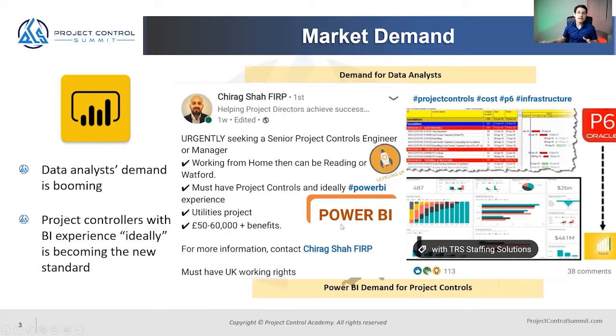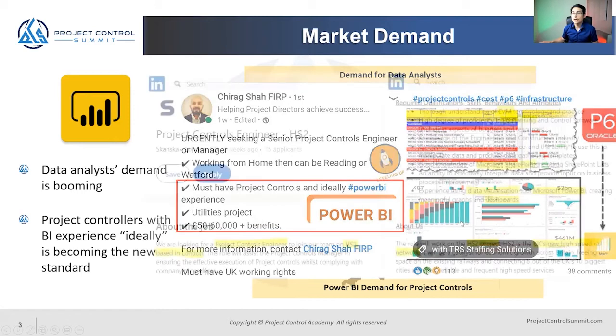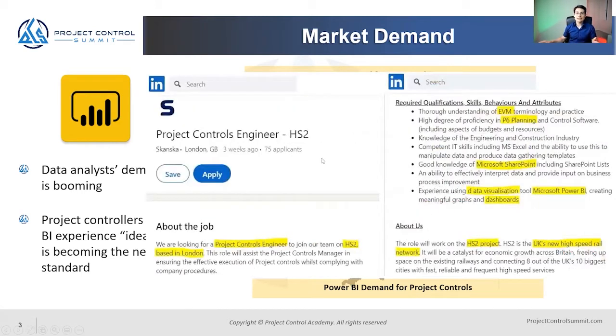So that's one example, but at the same time, the other day I came across a different job ad, which we see here, for HS2. And if you haven't heard about HS2, this is the largest railway project we have in the UK. It connects 8 out of the 10 biggest cities in the UK.